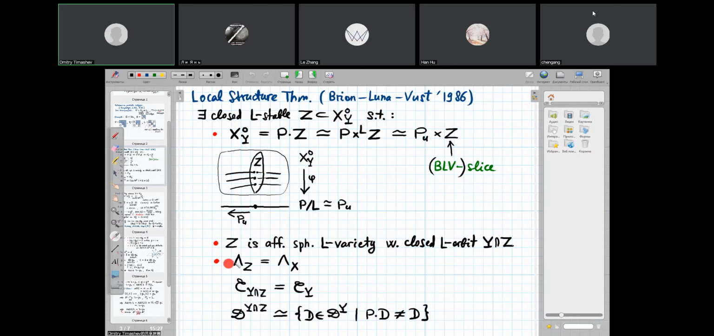Now we turn to the third property. So what about the normality of this Z? Well, X was normal. This guy is also normal because it is open in X. And in view of this direct product decomposition, if X, Y naught is normal, and this is just an affine space, then this should be also normal. Okay?